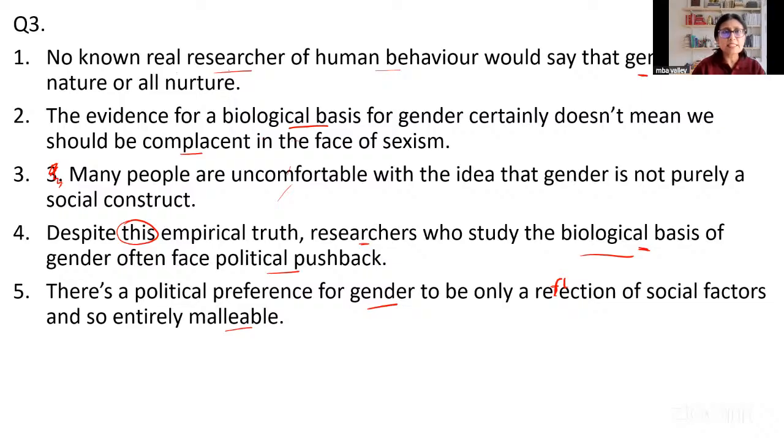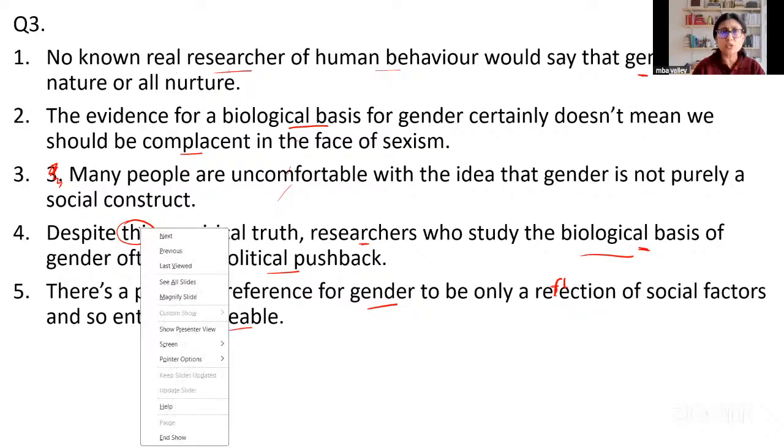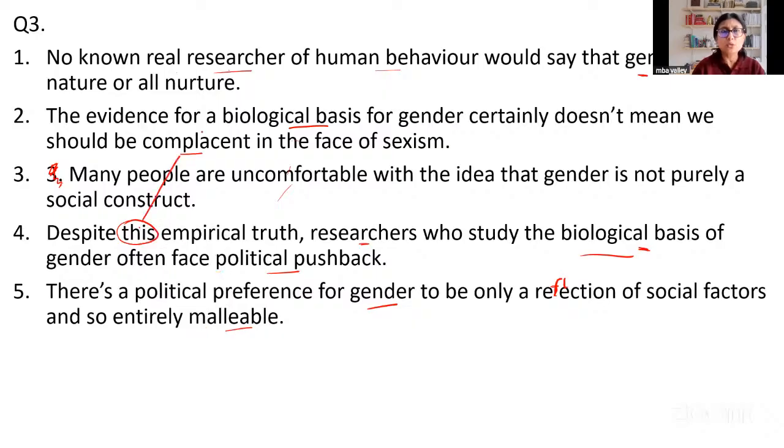Sentence 4 says, despite this empirical truth. What is the truth that we are talking about? The truth is this. क्या? That gender is all nature or all nurture. इस truth के बारे में बात हो रही है यहाँ से यहाँ तक. So sentence 4 follows logically from sentence 1 because it's talking about this empirical truth.